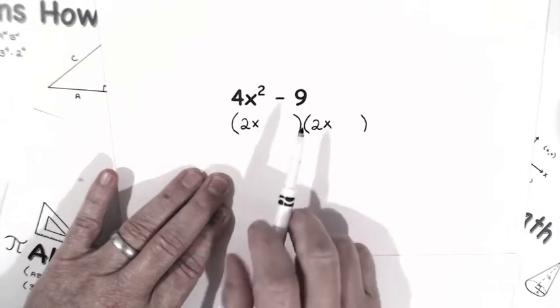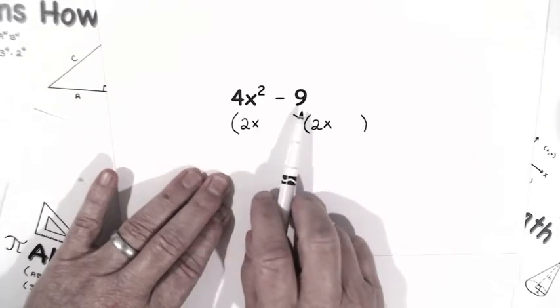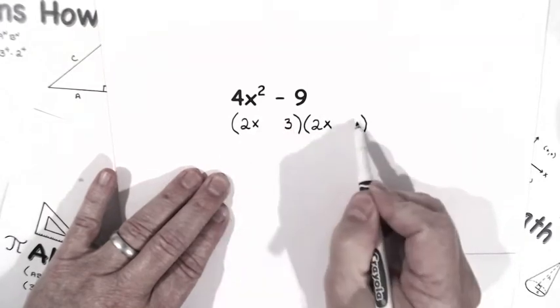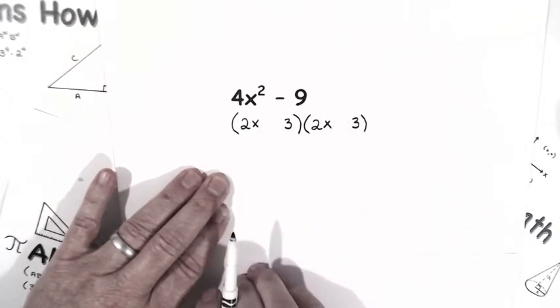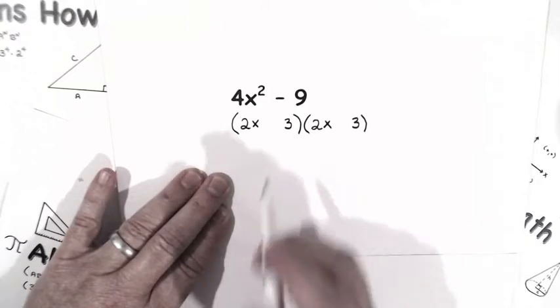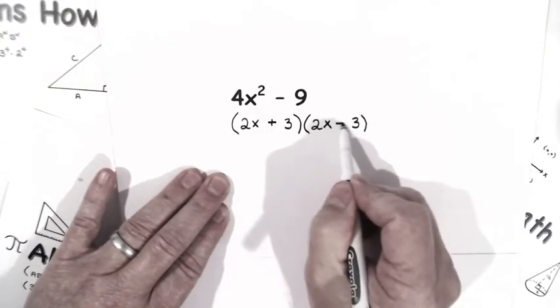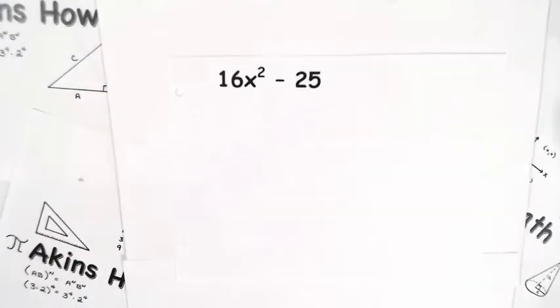Then I go to the number in the back here. It's a perfect square. The square root of 9 is 3. So I put a 3 right there, 3 right there in the back of the parentheses. In one set of parentheses, I put a plus sign. In the other set of parentheses, I put a minus sign.